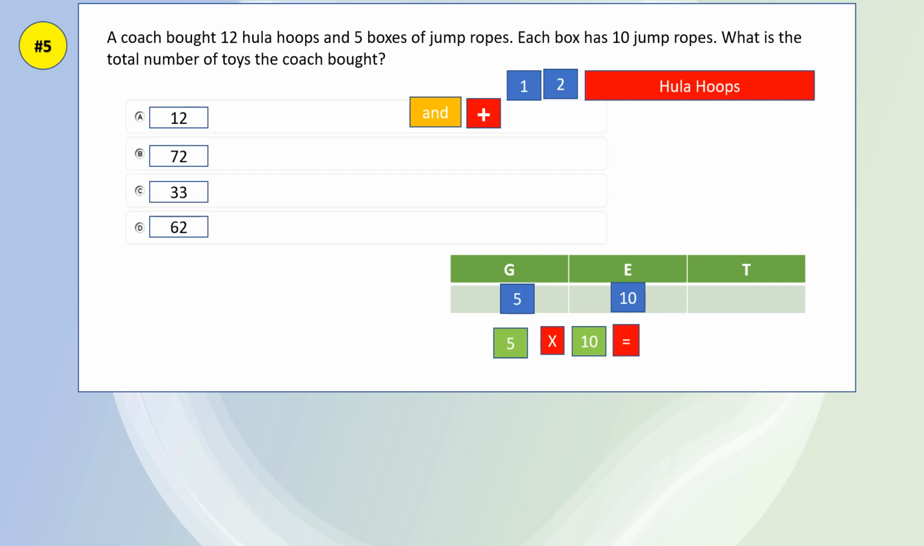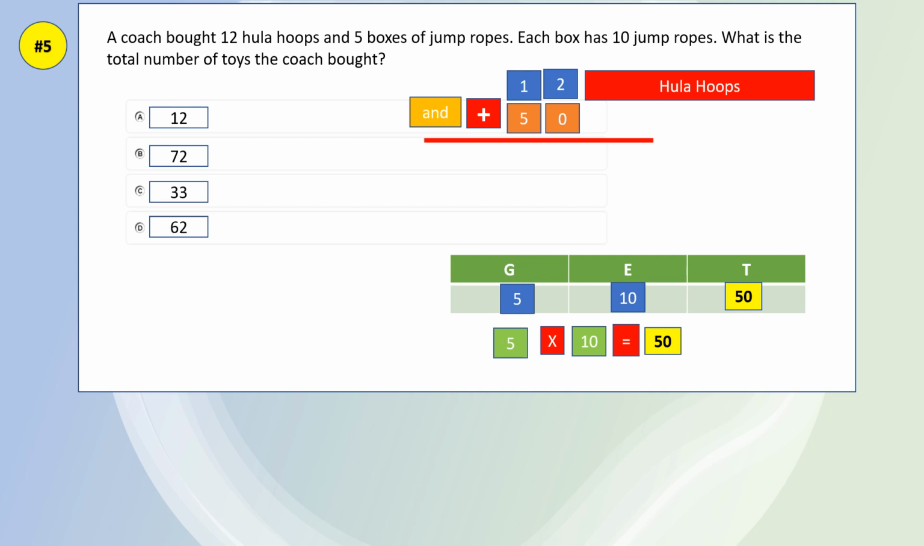5, 10, 15, 20, 25, 30, 35, 40, 45, 50. You'd be up to 10 fingers at this point, right? If you're counting on your fingers. And 5 times 10 is 50. So I'm going to write 50 there and then 50 in my get chart under total. So that means that I have to add this 50 to my 12 hula hoops because it says what's the total number of toys, not just hula hoops, not just jump ropes, toys. So I'm going to go ahead and line up my numbers and add this 50 to my 12 hula hoops.